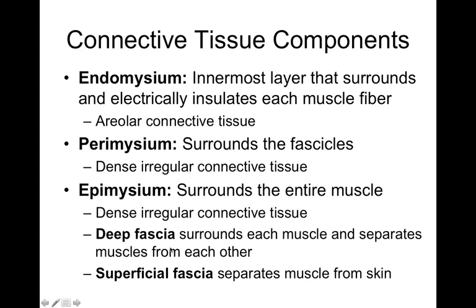Now, deep fascia is what surrounds each muscle and separates muscles from each other. And superficial fascia is what separates muscle from skin. So later on in AP2, when we start dissecting fetal pigs, you guys will find superficial and deep fascia. Deep fascia is what separates muscles, like two different muscles that are side by side. Superficial fascia is what helps anchor skin to muscle.